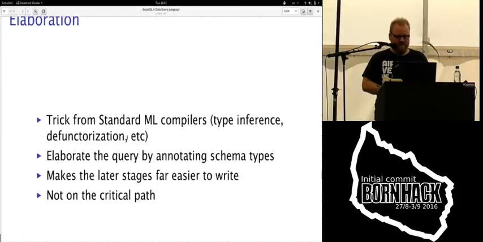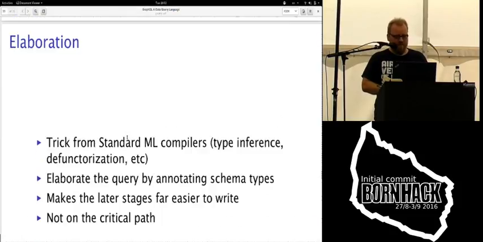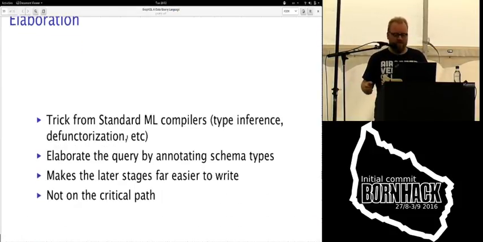Then I use a trick from standard ML. In standard ML, you have no types when you start out and you have the program. So you do a pass called elaboration, where you infer what the types are and attach them into the structure as you go along. You can do the same here. Given a query, I can look up into the schema and then annotate the types that things have. So now I don't have to look up into the schema anymore, because they are attached to the abstract syntax tree of the thing I'm working with.